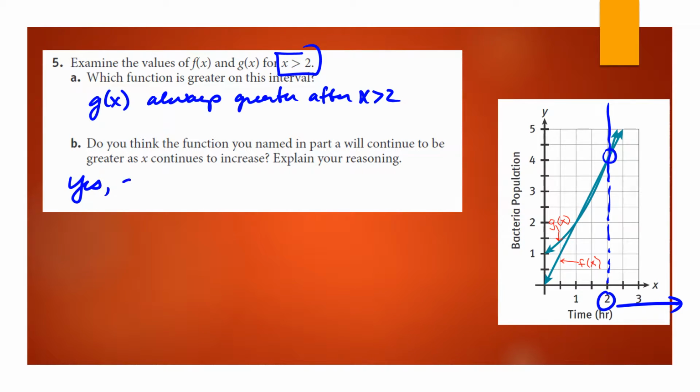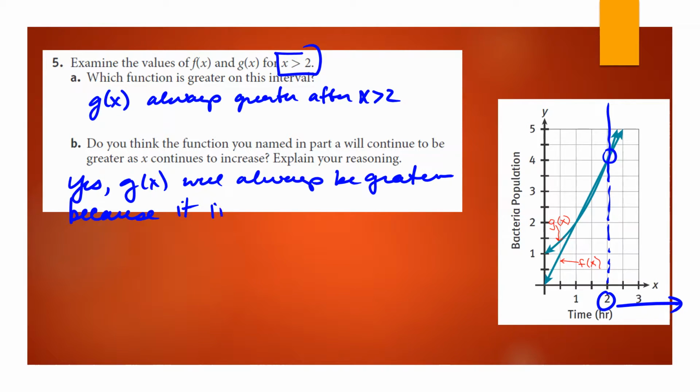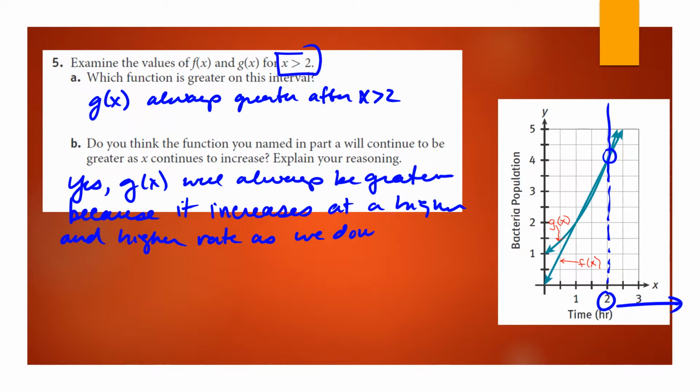So I think yes, g of x will always be greater because it increases at a higher and higher rate as we double bigger numbers. f of x just stays constant.